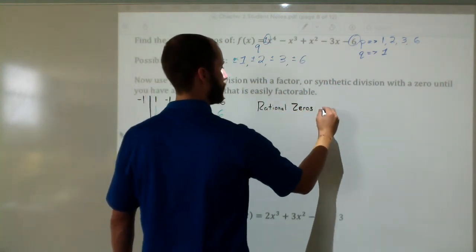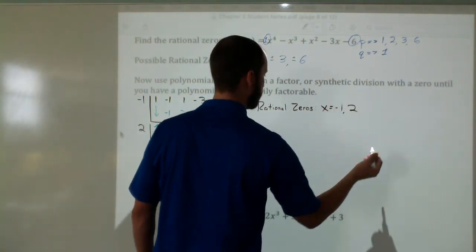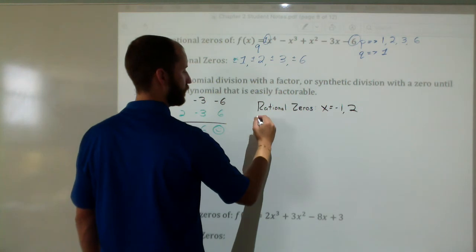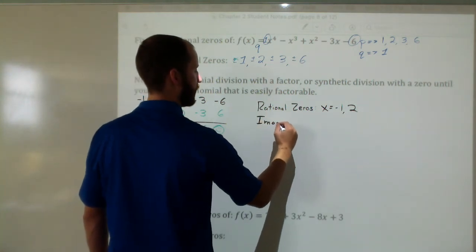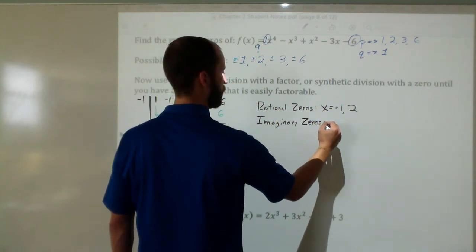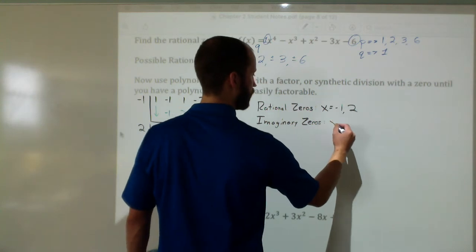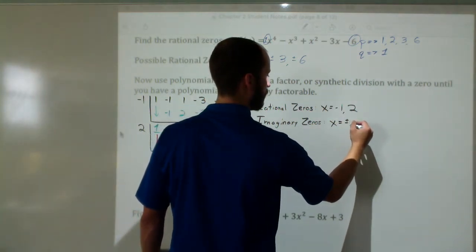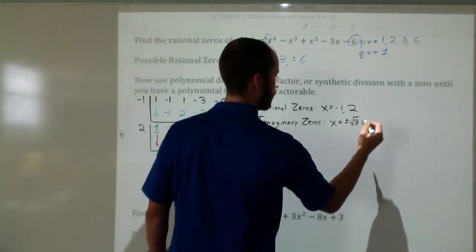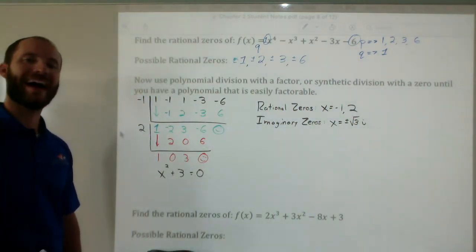So my rational zeros are x equals -1 and 2. I'm just going to go ahead and write this down. My imaginary zeros, if I move the 3 over, take the square root, I'd get plus minus √3i.